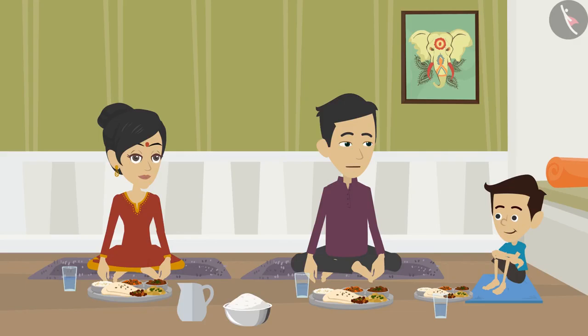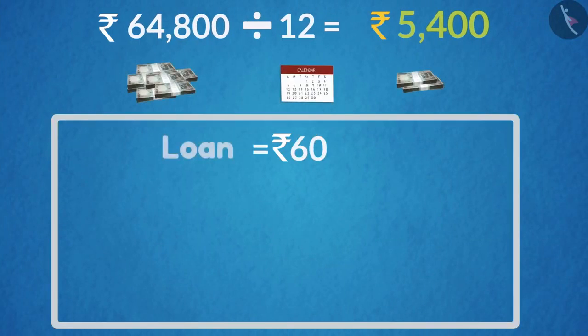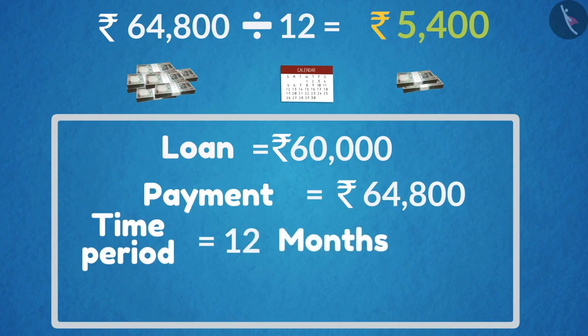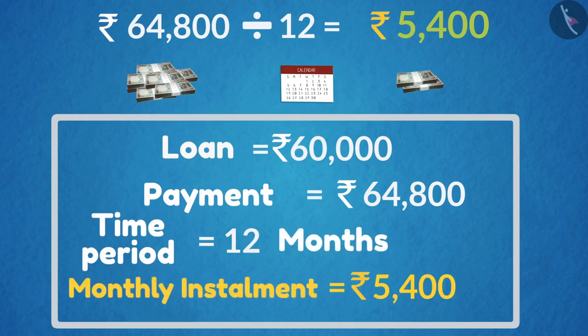5,400. Absolutely correct. So that means if we take a loan of rupees 60,000, which is our principal amount, and we have to repay 64,800 rupees in 1 year, then we have to deposit 5,400 rupees every month in the bank, which is also called an installment.